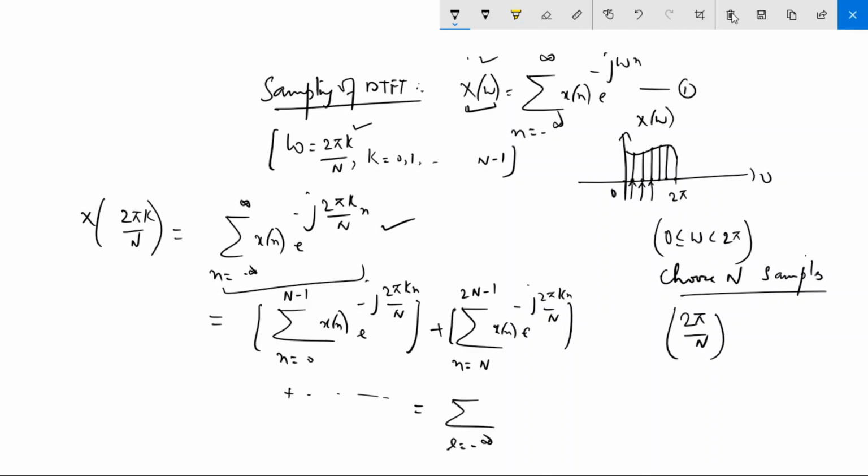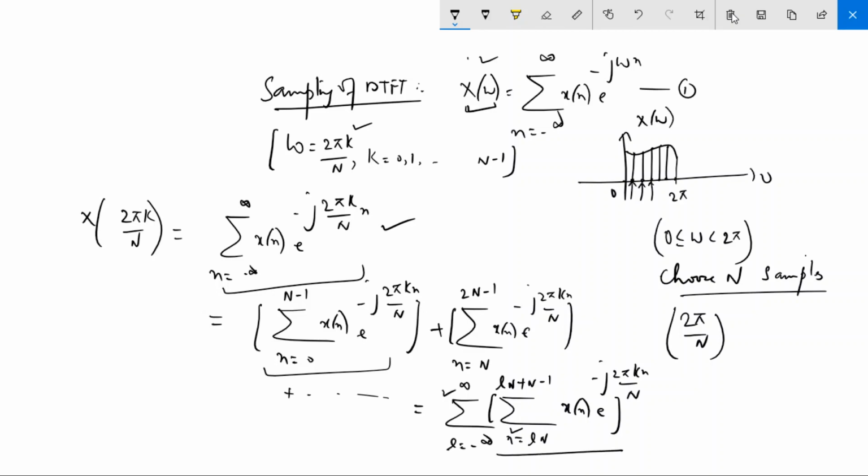You can take it l from minus to plus infinity and n from ln to ln plus n minus 1, x of n e raised to power minus j 2 pi k n by n. Okay. So for each value of l in the outer summation, you will get each term or each series in this. Suppose for l is equal to 0, if you open the inner summation of n, your n will be 0, and the upper limit will be n minus 1.